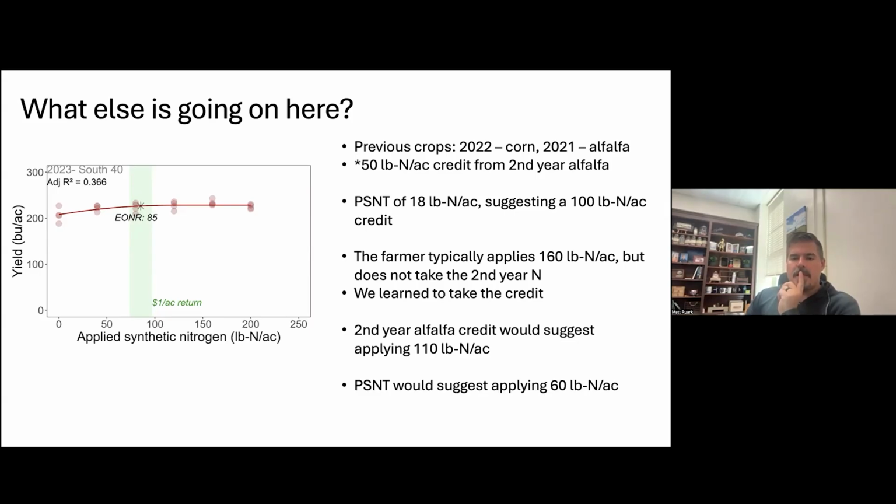But if you use the pre-side dress, which suggests a 100-pound nitrogen credit, 160 minus 100 is 60. The optimum nitrogen rate then would be suggested at 60. Well, that's 25 pounds less than the actual optimum. So each of the credits put it 25 pounds above and below what the actual optimum rate was. So we didn't learn which crediting approach was better.